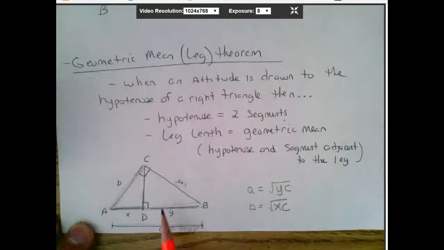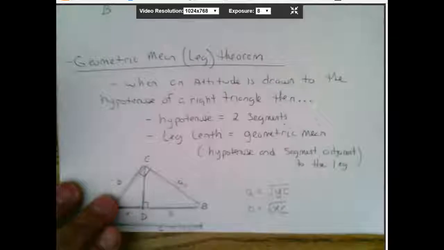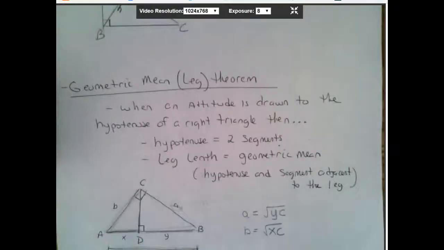It can help us figure out, well, is a triangle actually a right triangle? Maybe it doesn't say that it is, and we can plug in an altitude and see if this leg theorem works or the altitude theorem works, and use geometric mean to help us do that. Okay, so that's kind of the initial notes. Let me know if you have any questions.